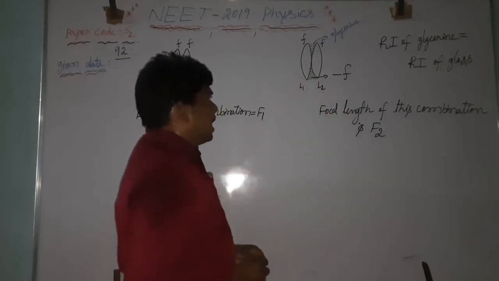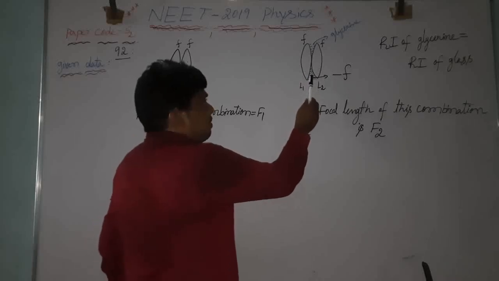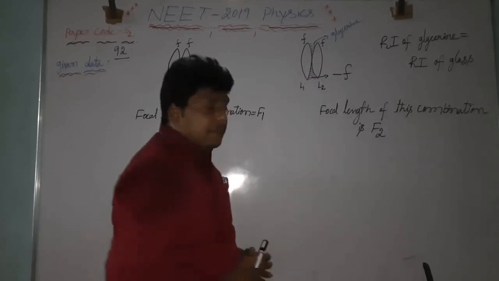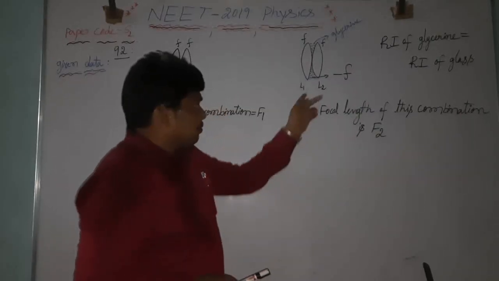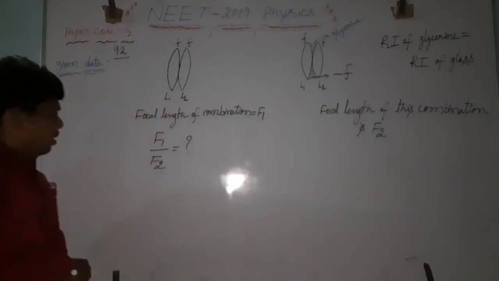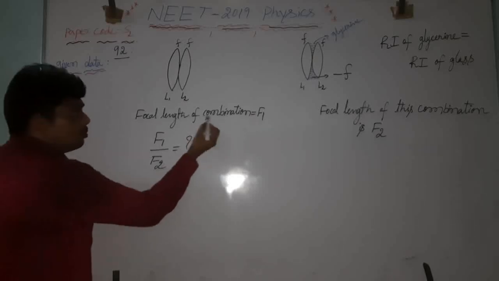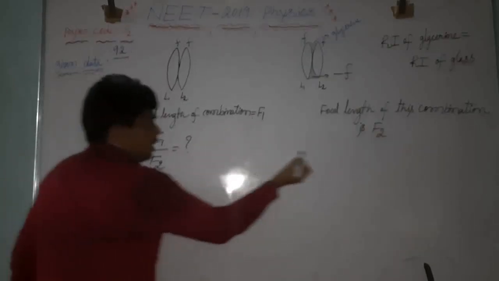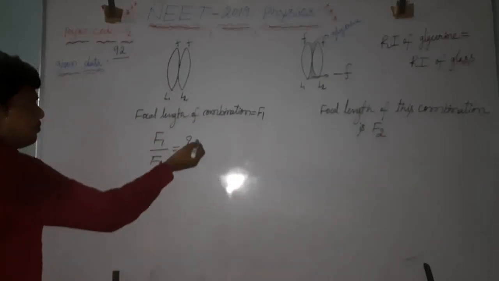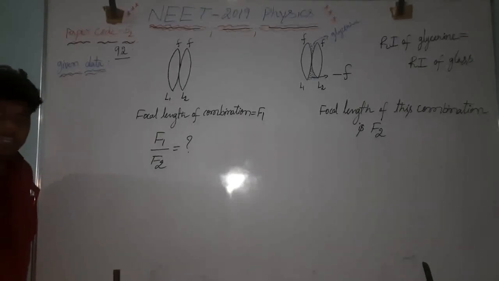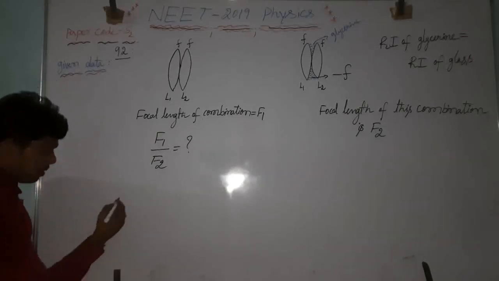Along with that one, in between the two convex lenses, they have placed the glycerin that behaves like a diverging lens. Its focal length will be minus f. Now, if you want to calculate the ratio of f1 and f2, we have to calculate f1 as well as f2. f1 is nothing but the focal length of the combination of lenses.